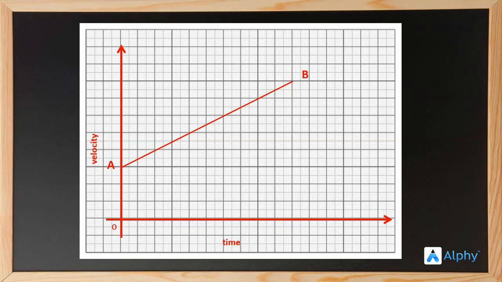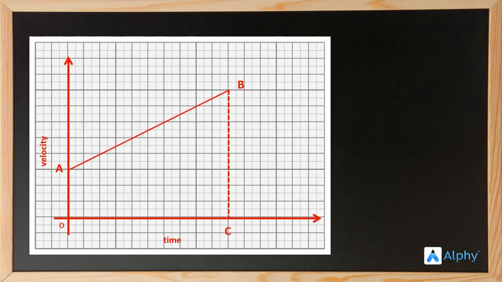So what I'll do now is take a perpendicular line to the x-axis, and I'll name this point on the x-axis as C. C corresponds to the time at final velocity. Correct? You got this? Okay, we'll move on. We'll keep this graph to the side now.